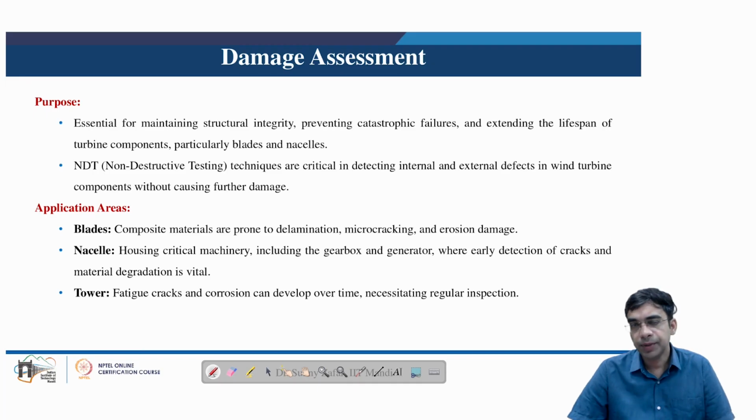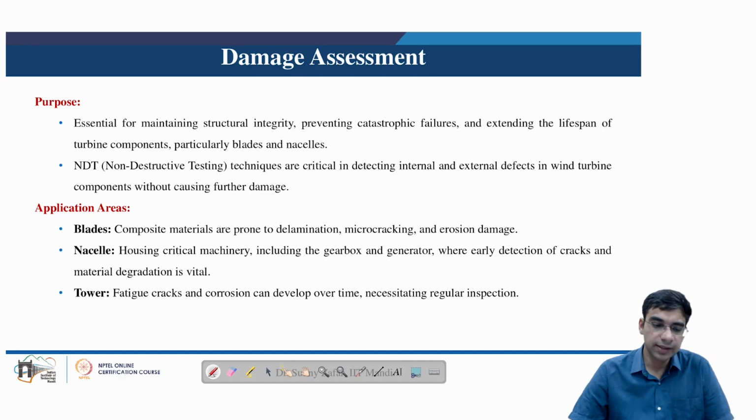Next is the topic of damage assessment. Once the damage has occurred on the wind turbine blades, it is very important to assess the exact location of damage and the extent of damage. The purpose of damage assessment is basically to ensure structural integrity, prevent catastrophic failures, and extend the lifespan of turbine components, particularly blades and nacelles.